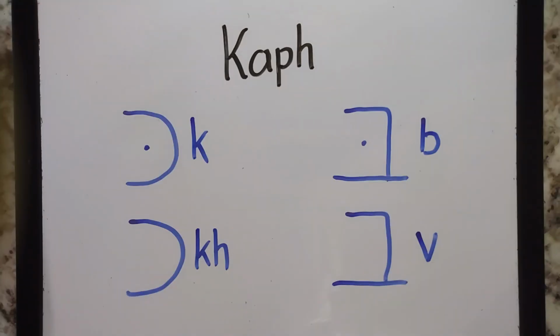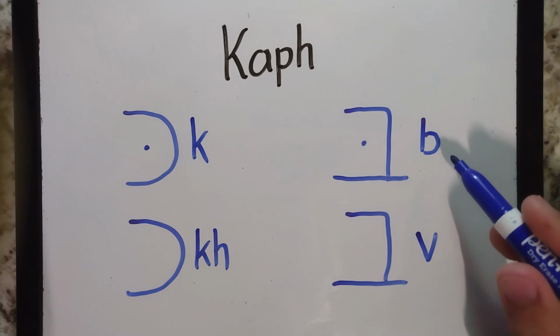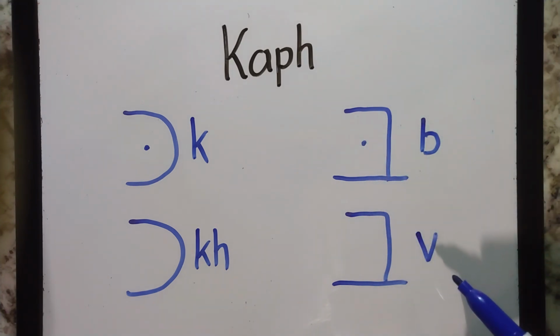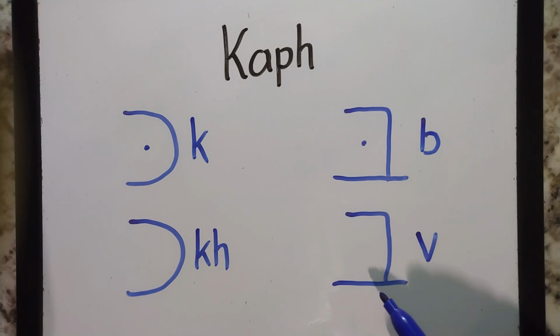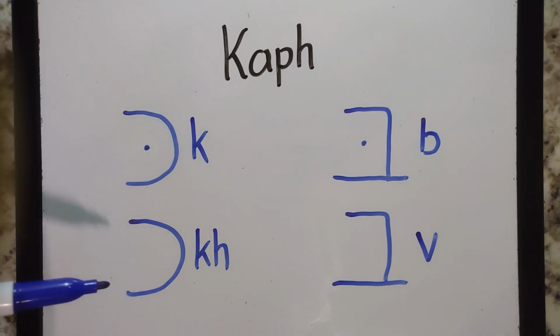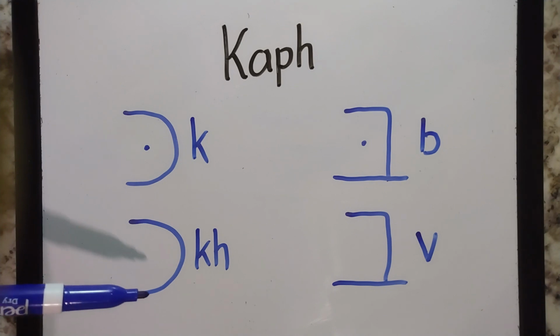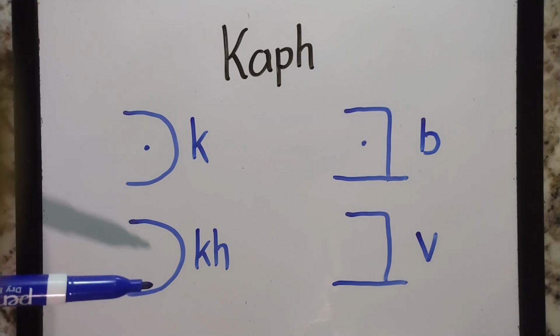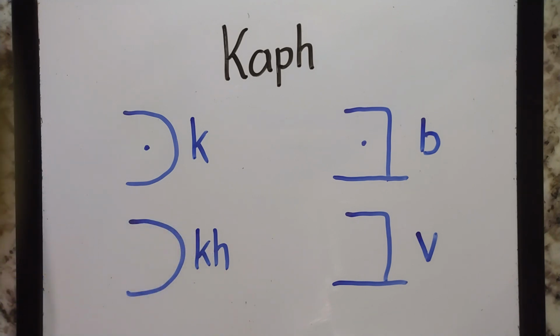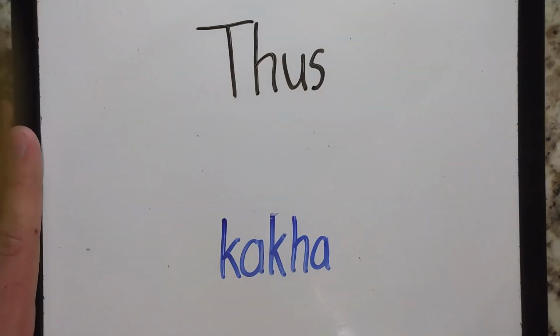Before we learned that the letter bait makes two sounds, a b sound when it has this dot called a dagesh in it, and a v sound when it has no dagesh. The letter Kaph does the same thing. When it has a dagesh, it makes the k sound, and when it has no dagesh, it makes the same guttural sound as the letter het, which we will write here with the Kaph as a kh instead of ch, just to differentiate. One word which uses both sounds of Kaph is kaha, which means thus.